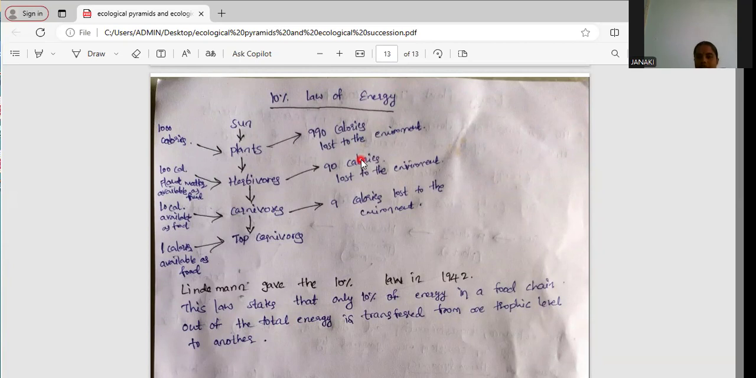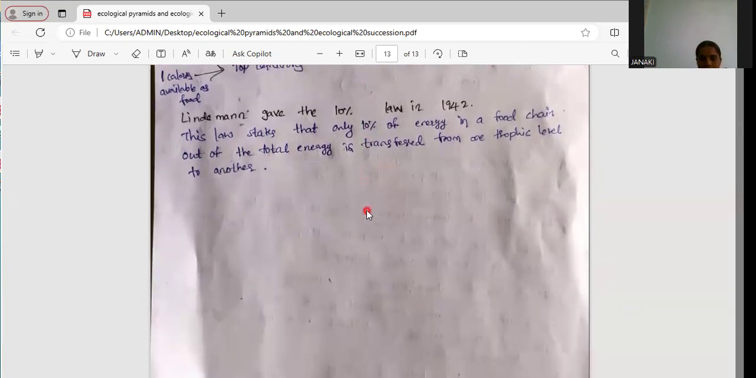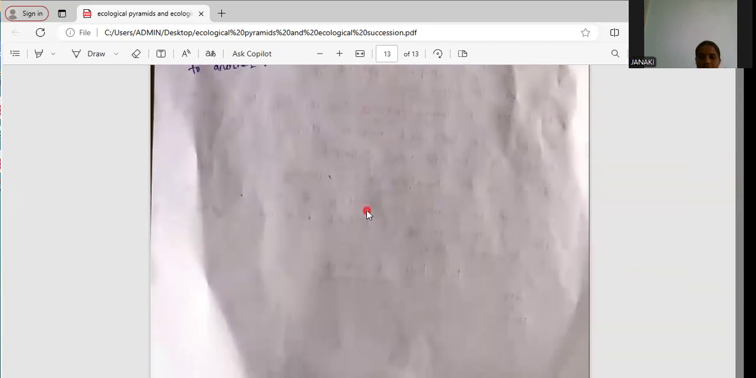After releasing water, some energy is also lost. This is the end of the section.